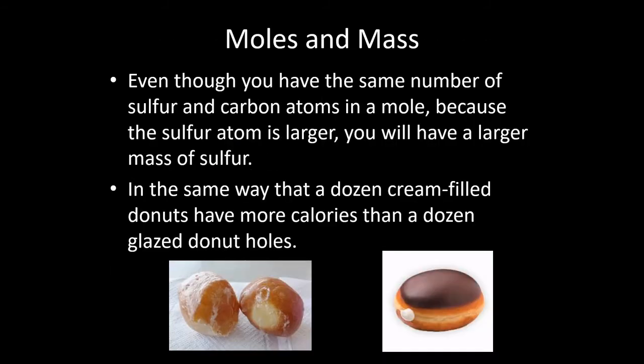Okay. And so this is kind of bringing the idea back here to the donuts that we talked about at the beginning of this chapter. So in the same way, if you have a dozen cream-filled donuts, those are going to have more calories than a dozen glazed donut holes. You can still have a dozen of each, but because there's so much more stuff here, it's just a larger sample, these are going to have more calories per dozen than these will.